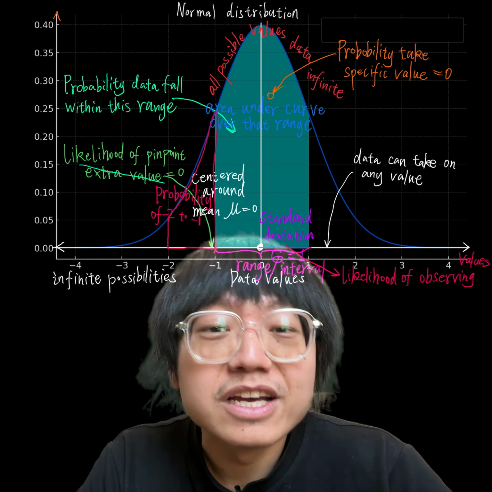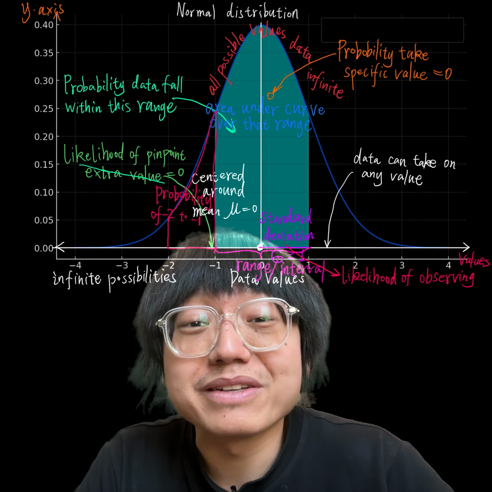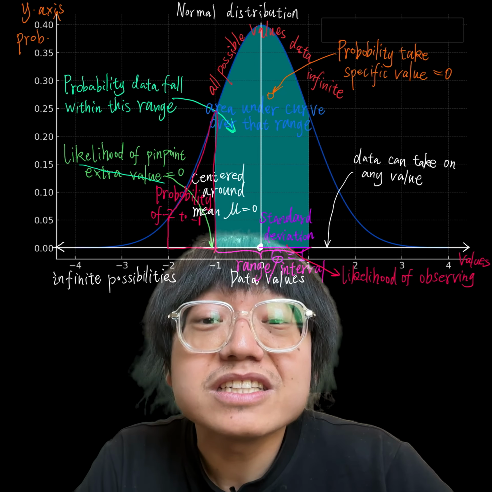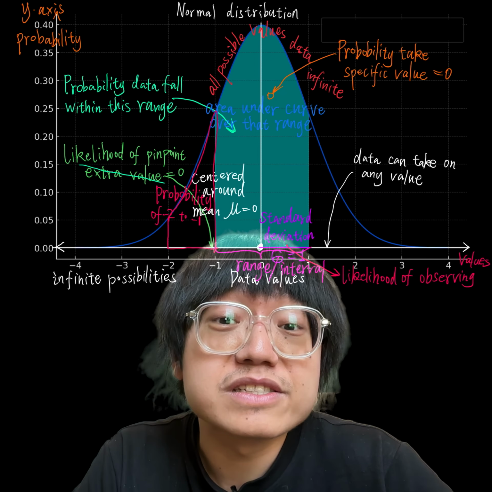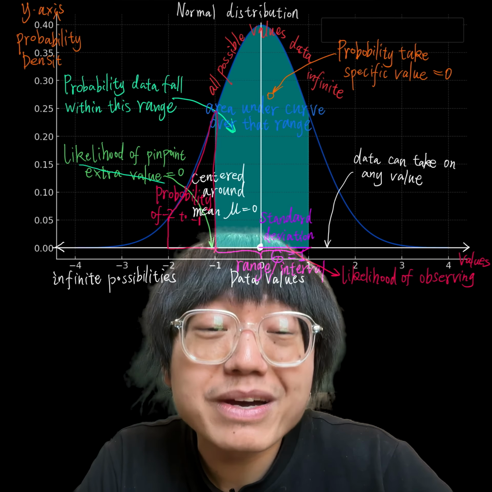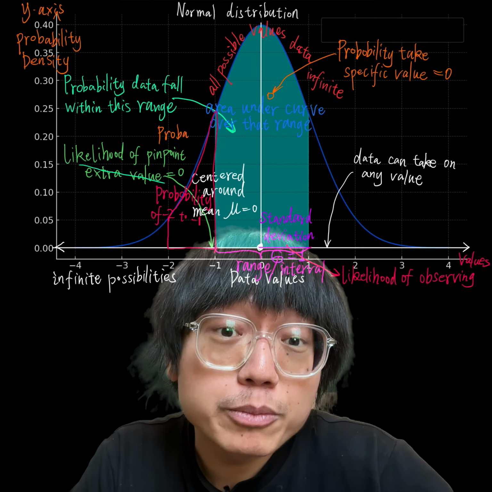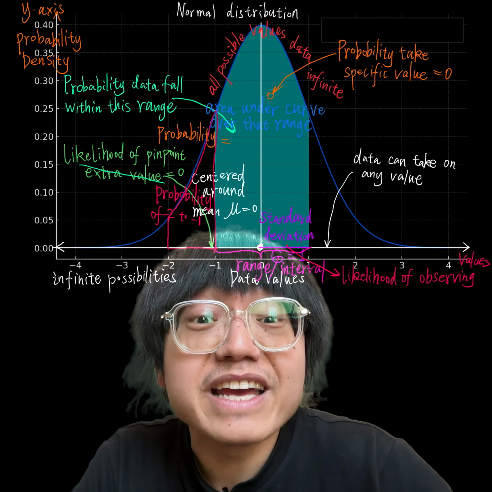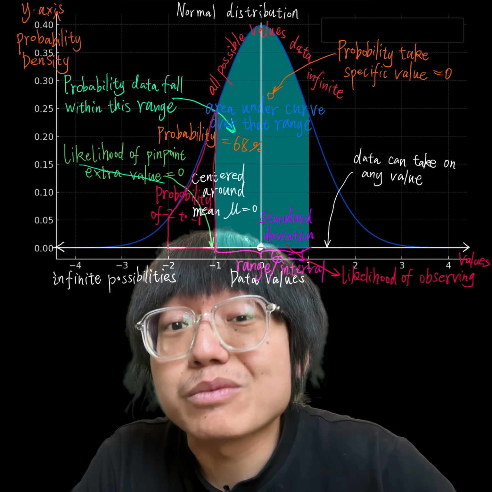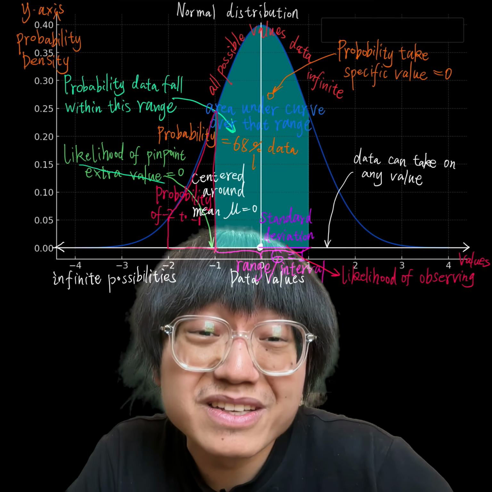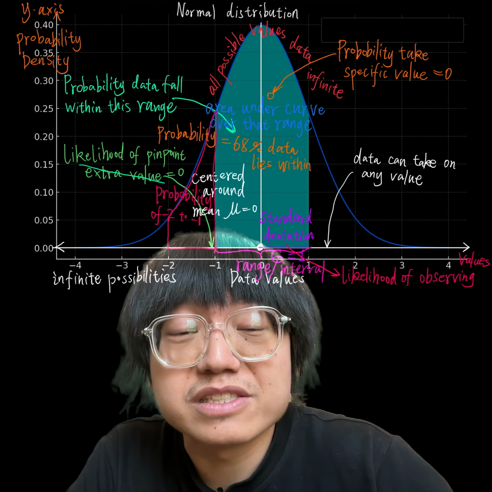This y-axis shows the probability density, not the probability. The probability that a value lies within a certain range is represented by the area under the curve over that range. So for a normal distribution, about 68% of the data lies within one standard deviation of the mean, which is the shaded area in this graph.